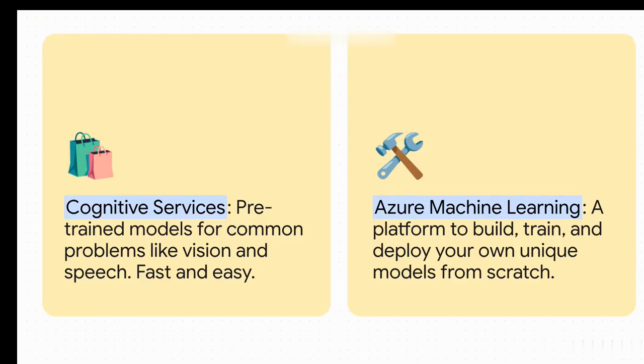Now this is where it gets really interesting. Let's think about it this way. On the left, you've got cognitive services. This is like walking into a store and buying a really high-quality, off-the-rack suit. It looks great, it gets the job done for most common situations, and you can wear it today. On the right, you have Azure Machine Learning. That's your bespoke, custom-tailored suit. It's going to take more time, more specific measurements, which is your data, and more expertise. But the final result? It's a perfect, one-of-a-kind fit for your unique problem.